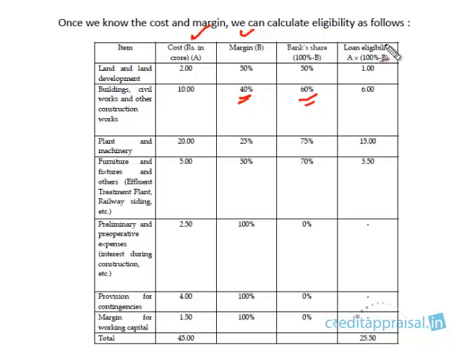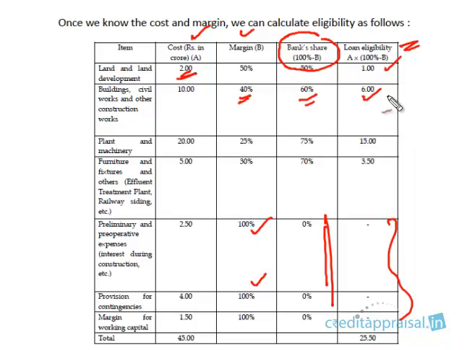And then what is the loan eligibility? So for land, 50%. The bank will be sanctioning a bank share of 50% of the cost. 50% of 2 is 1 crore. Then for building, the bank will sanction 60% of 10 crores, 6 crores. So item by item we will then calculate. For these items it is 0 because the bank is saying you bring in 100% margin. We won't sanction anything. So obviously the amount will be 0. So then to calculate the loan eligibility, you have to add up all these items, okay, and arrive at a final figure. This is known as the term loan eligibility.